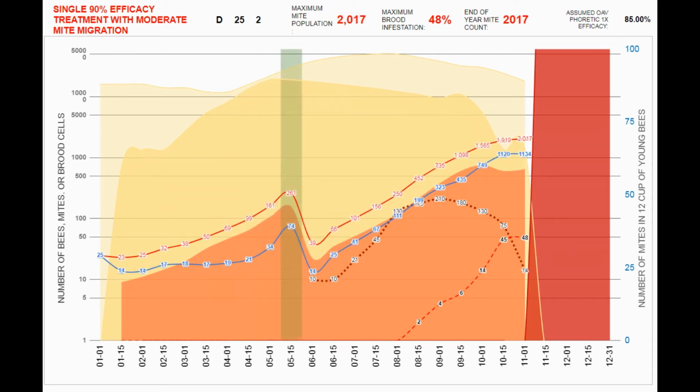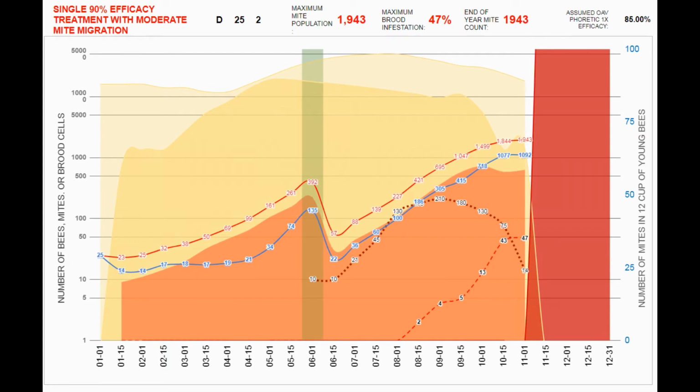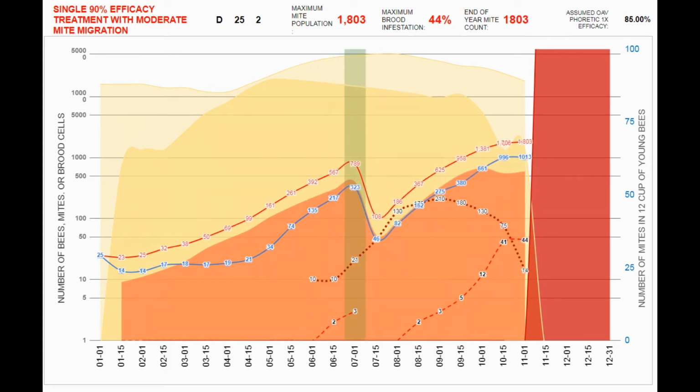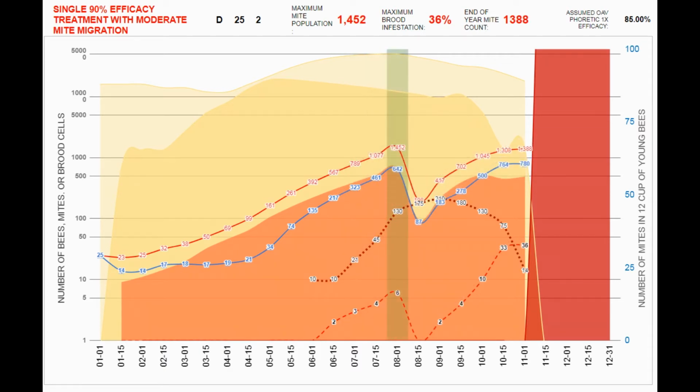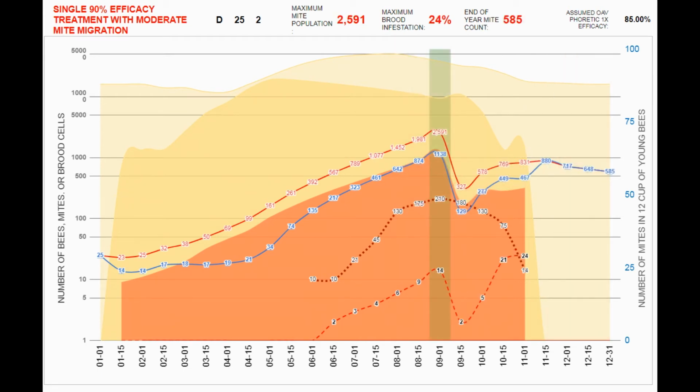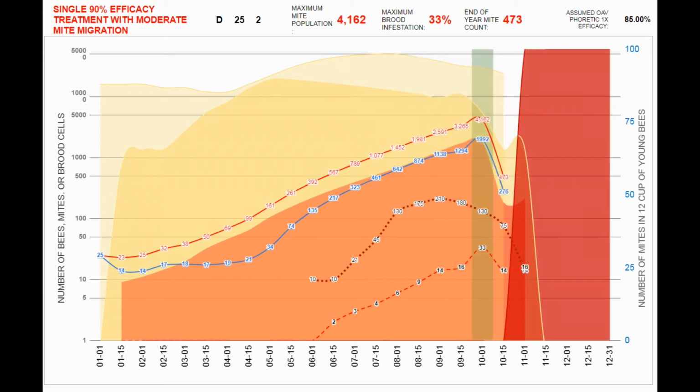Now we're seeing some change, 47% to the infestation, 46%, 44%, so seeming to drop, 36%, 30%, 24%, 19%, and then back up to 33%, 77%, and that continues on as the hive has died. So in that demonstration, I think the obvious lowest brood infestation was that 19%.